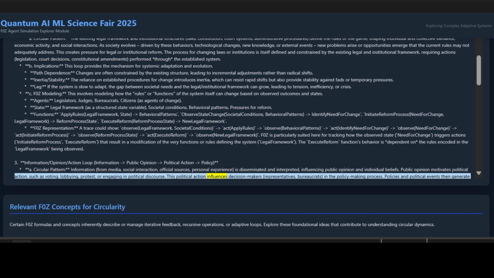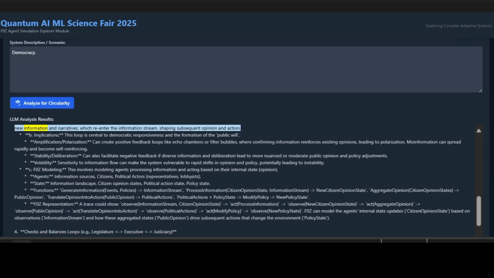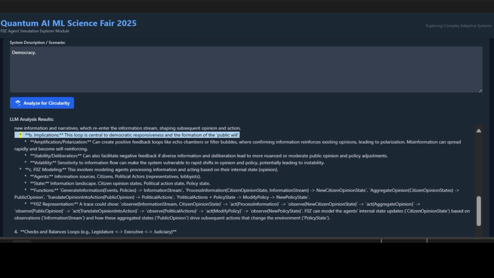This political action influences decision-makers, representatives, and bureaucrats in the policy-making process. Policies and political events then generate new information and narratives, which re-enter the information stream, shaping subsequent opinion and action. B. Implications: this loop is central to democratic responsiveness and the formation of the public will.